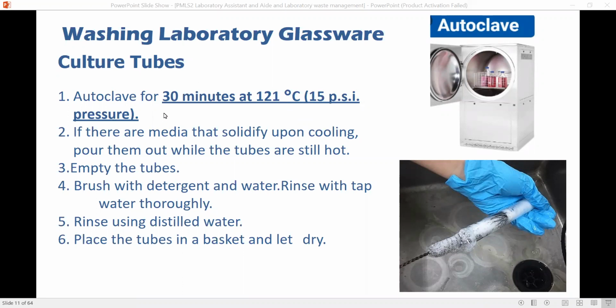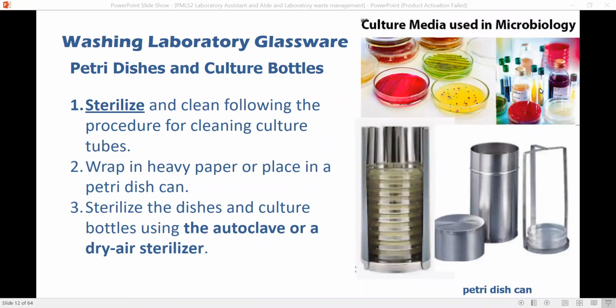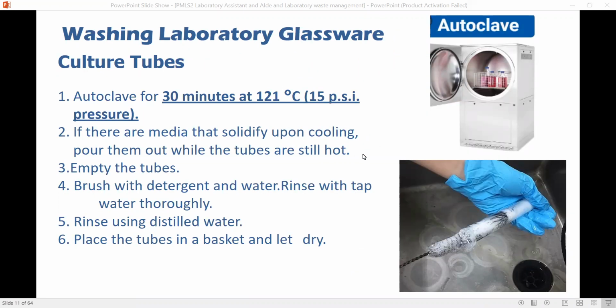Sterilized lahat yan. Okay? Now, if there are media that solidify upon cooling, kasi may ginagamit talaga natin sa laboratory, mga agar, ano? Parang gulaman. Nagsusolidify upon cooling. So, mas maganda if you're going to pour, itapon mo na habang liquid pa siya.